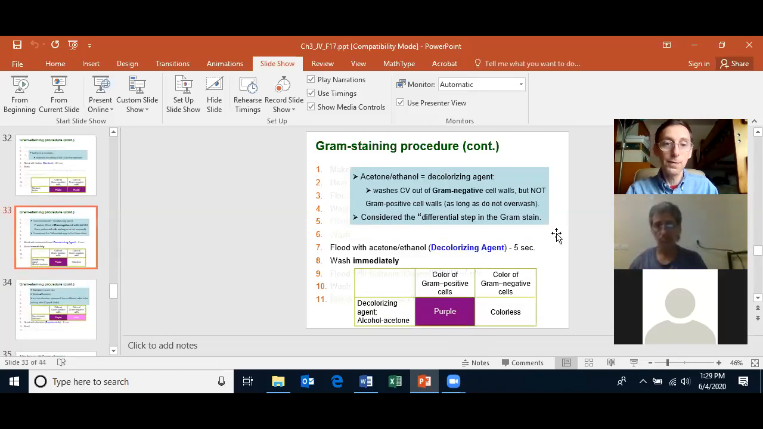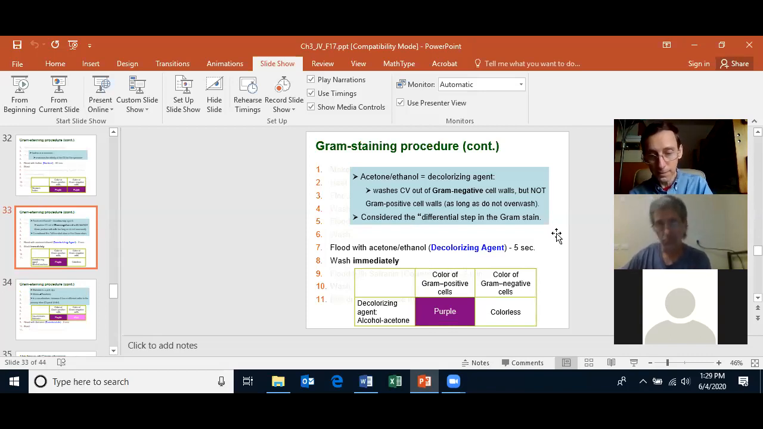We then use the acetone ethanol wash, and that's the decolorizing agent. It washes the crystal violet iodine complex out of the gram-negative cells, but not out of the gram-positive cell wall, as long as we don't overwash. The gram-positive cell walls retain the crystal violet iodine complex. All right, any question about that?